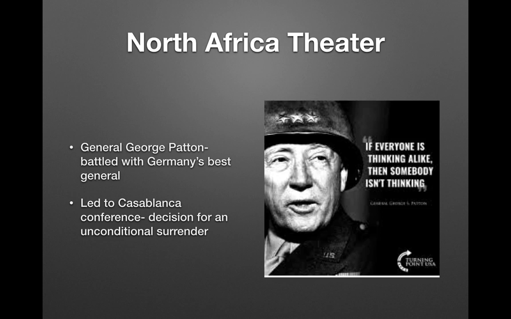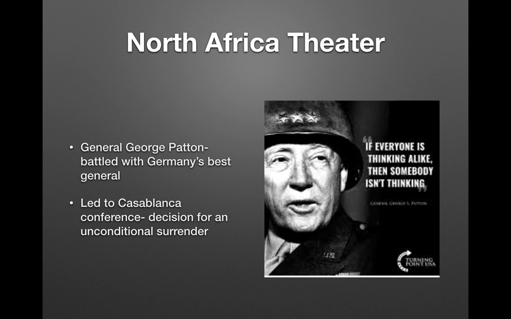The North Africa Theater, and this is the turning point, if you will. George Patton, very, very famous general. "If everyone's thinking alike, someone isn't thinking." General George Patton battled with Germany's best general. His name was Erwin Rommel, or the Desert Fox.